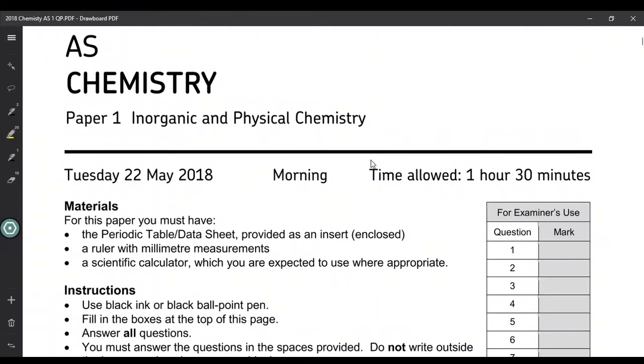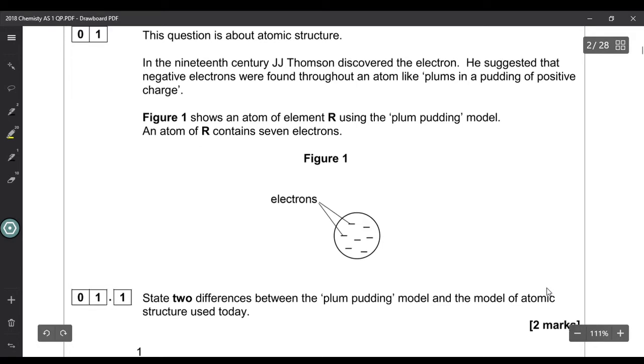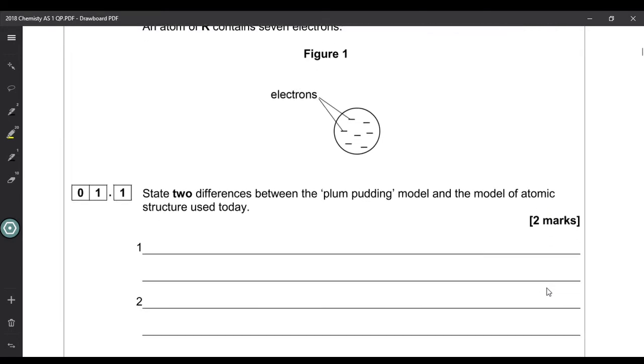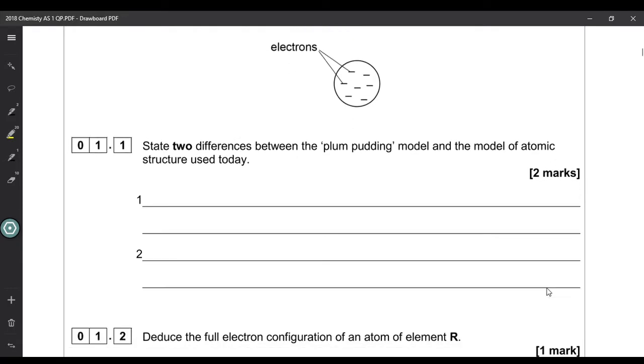Today we're going to look at the 2018 AS Chemistry Paper 1 for AQA. Question 1 is about atomic structure. So we've got a model of J.J. Thomson's plum pudding model there, and we've been asked to state two differences between the plum pudding model and the model of atomic structure we use today.